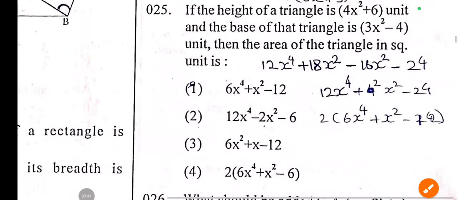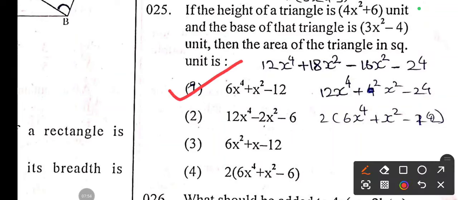Question number 25. If the height of a triangle is 4x square plus 6 unit and the base of the triangle is 3x square minus 4 unit, then the area of the triangle in square unit is option 1, 6x power 4 plus x square minus 12.